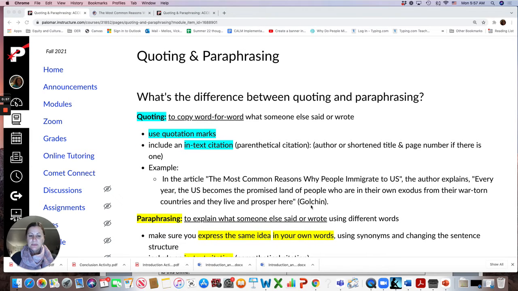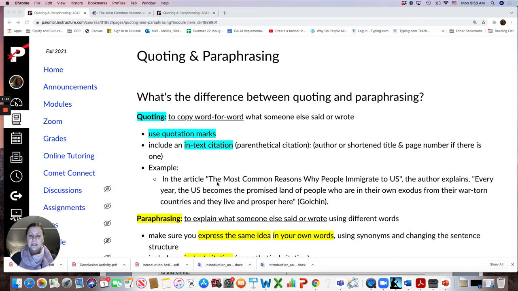Also, you want to include an in-text citation. Sometimes they call it a parenthetical citation. It has the author's last name, or if there's no author, a shortened title, and you can put a page number if there is one.